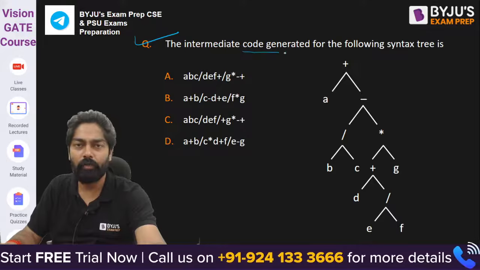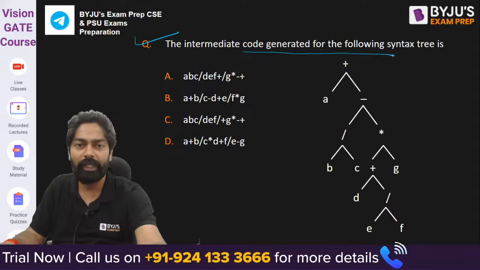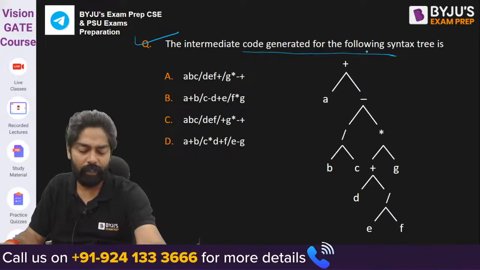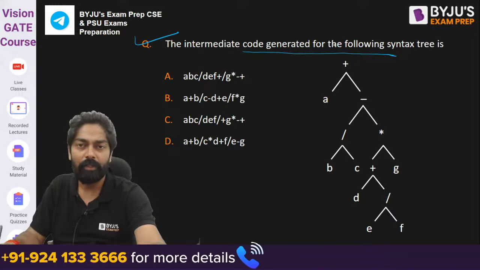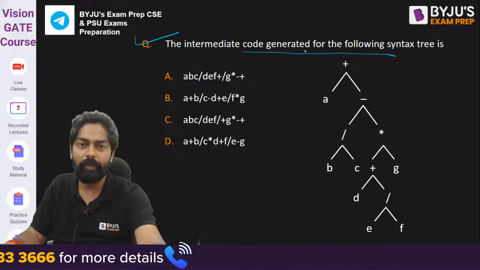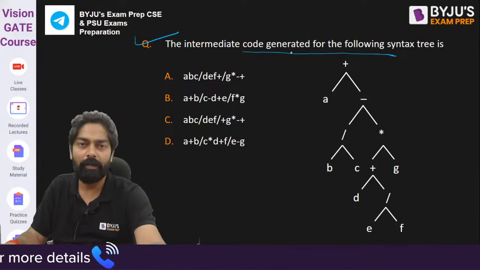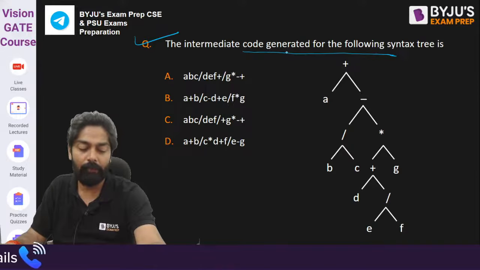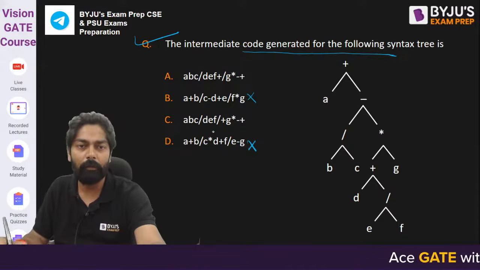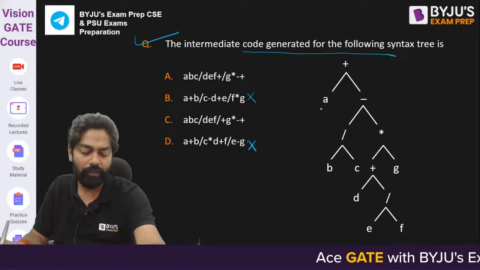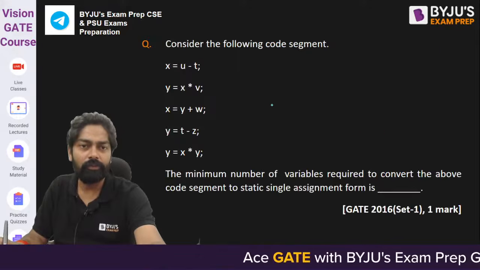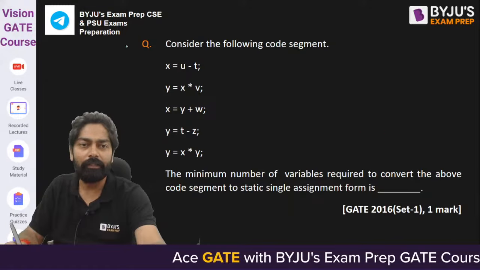The intermediate code generated for the given syntax tree. So you know intermediate code. I am giving the hint for this one. It will be a postfix. You know, you can represent intermediate code in the form of postfix. So infix will not be the answer. So this one and this one cannot be the answer. Now you have options A and C. Now you can try this one also.